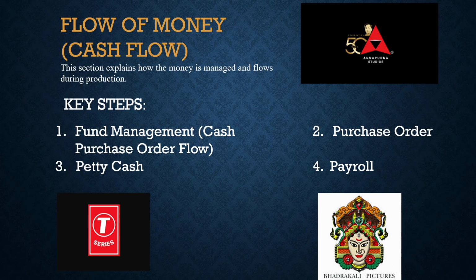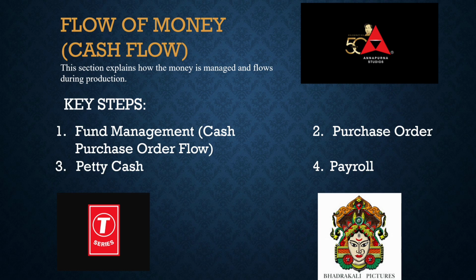Flow of money is often called cash flow. This section explains how the money is managed and flows during the production. Here are a few key steps. Fund management. Cash purchase order flow. It means how the money is used in different purchasing or spending of the money.